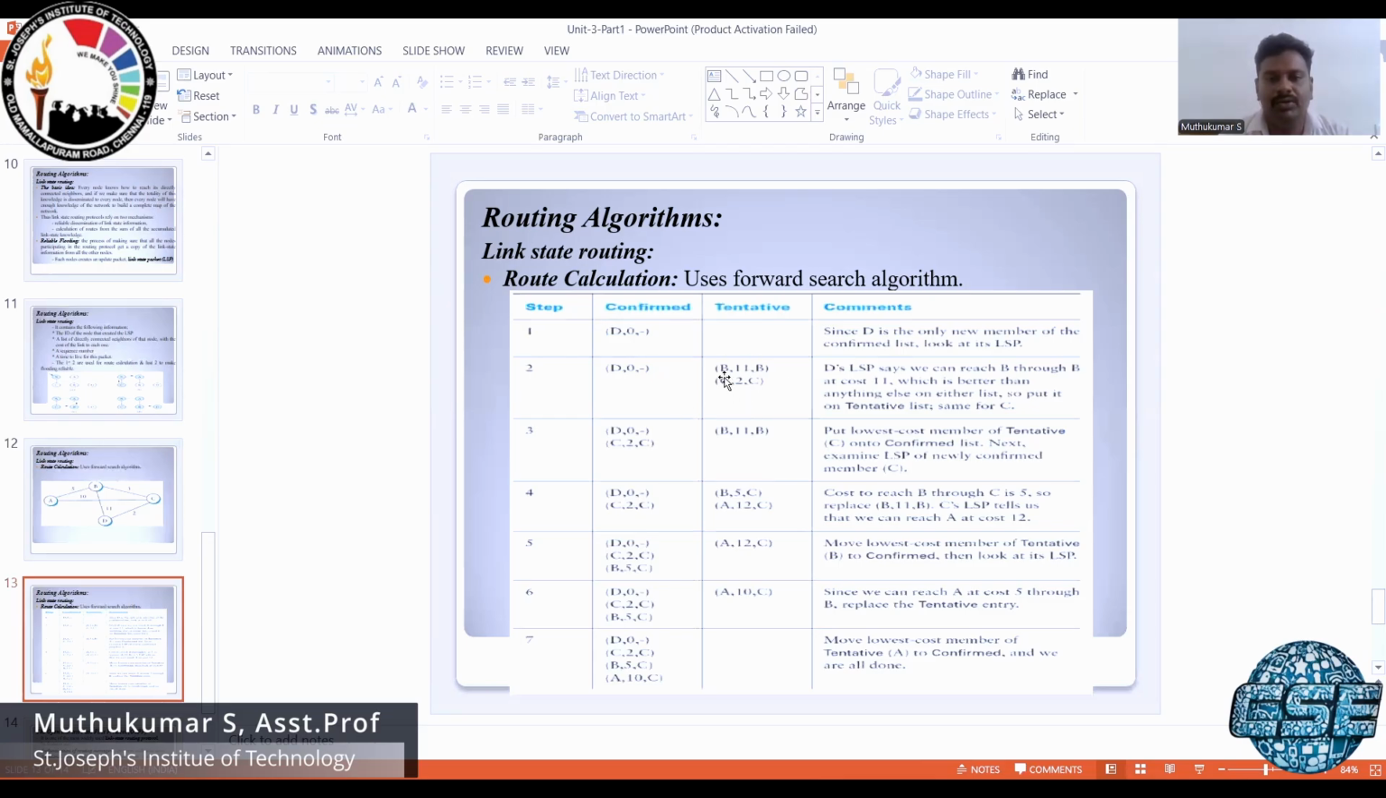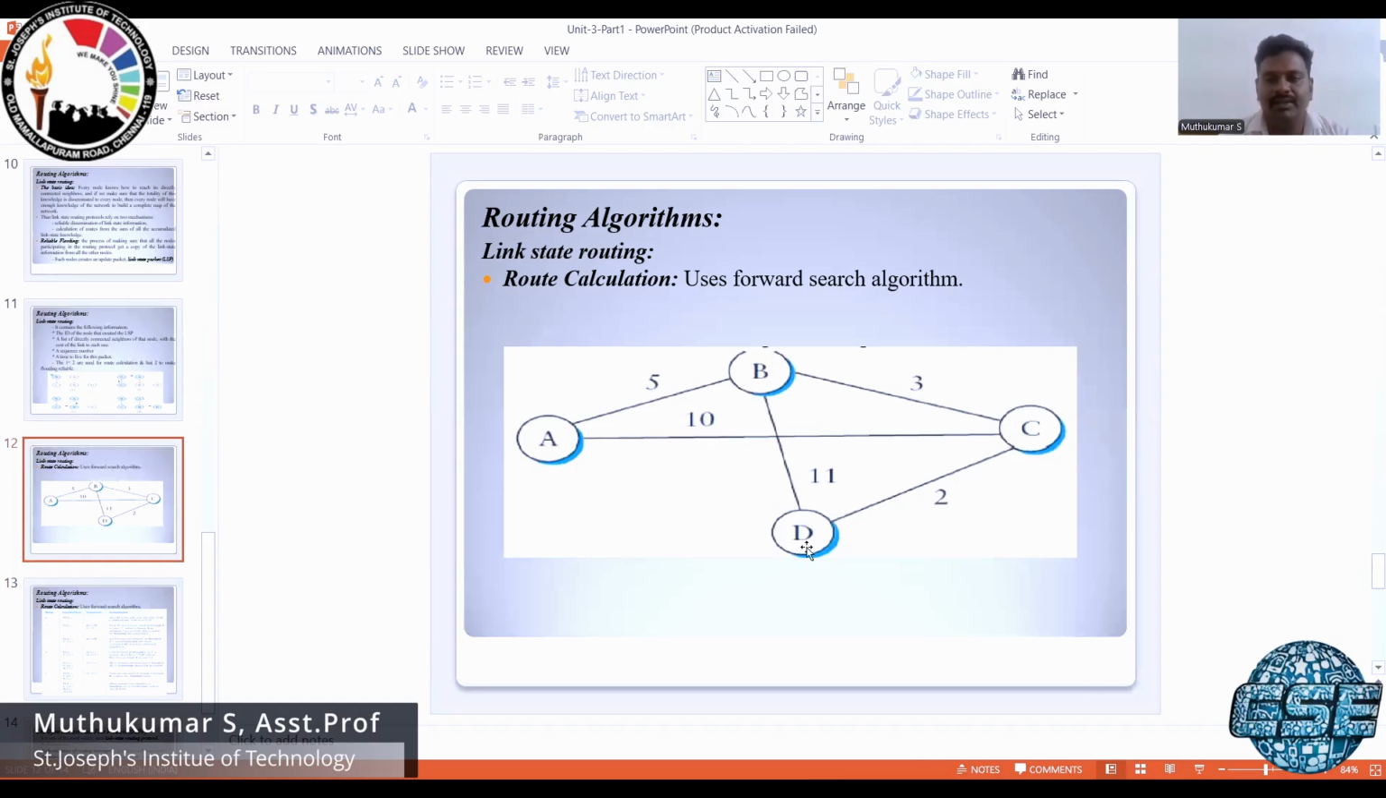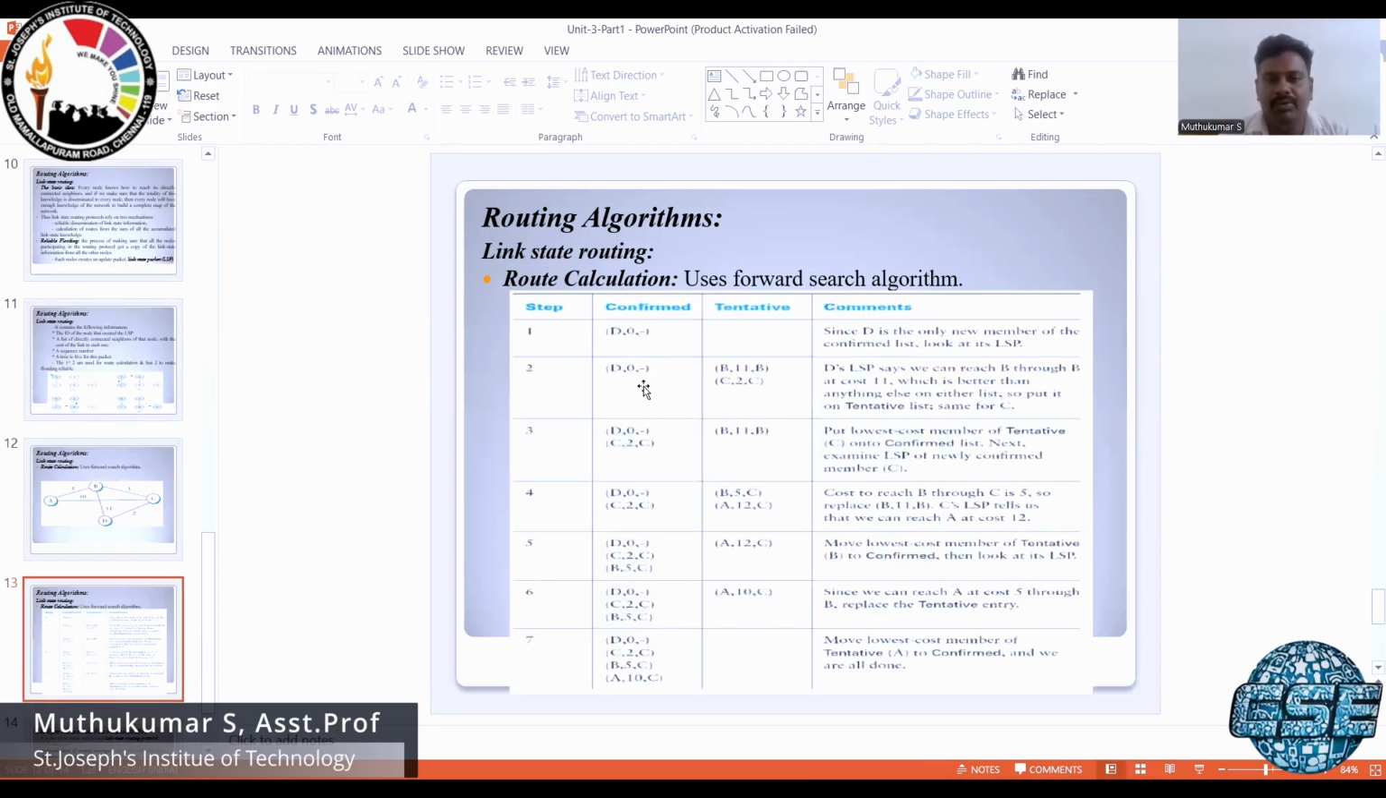So you can go to B with the cost of 11 and the next node will be B. And you can go to C with the cost of 2 and the next node C. So this is taken from the diagram. So D to C, D to B. So this is given. So from D, you can go to B and C.